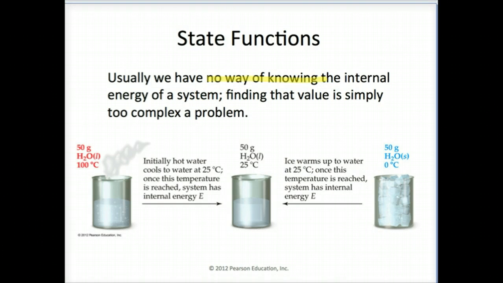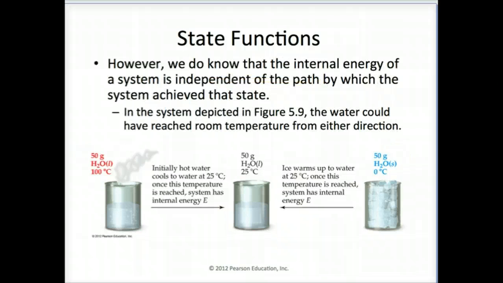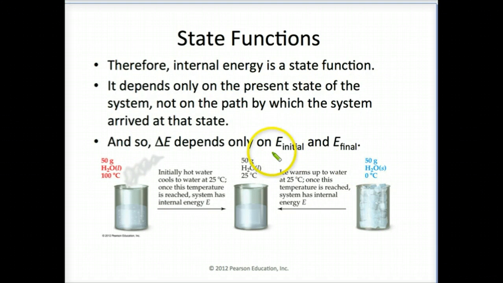So, what we do know is that Q and W played a role. However, how Q and W change is irrelevant. In other words, the path of change doesn't matter. What matters is simply the overall change. In other words, the total change that occurs based on the initial versus the final condition.